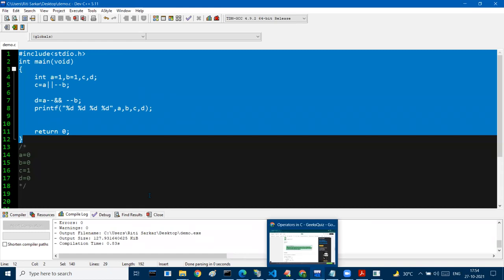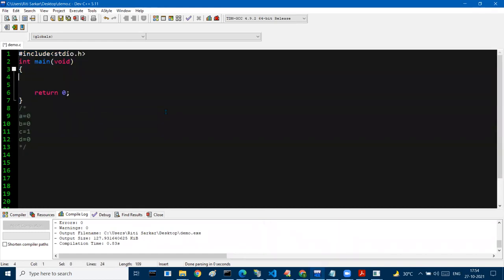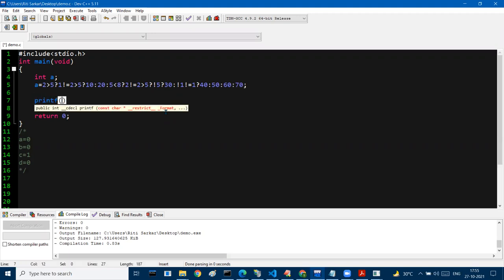It's a big one, okay. Observe. int a; a is equal to 2 greater than 5 ? 1 : 2 greater than 5 ? 10 : 20 : 5 less than 8 ? 2 : 2 greater than 5 ? not 1 : 30 : not 1, logical not of 1, ? 40 : 50 : 60 : 70. Printf, the value of a is %d, a.